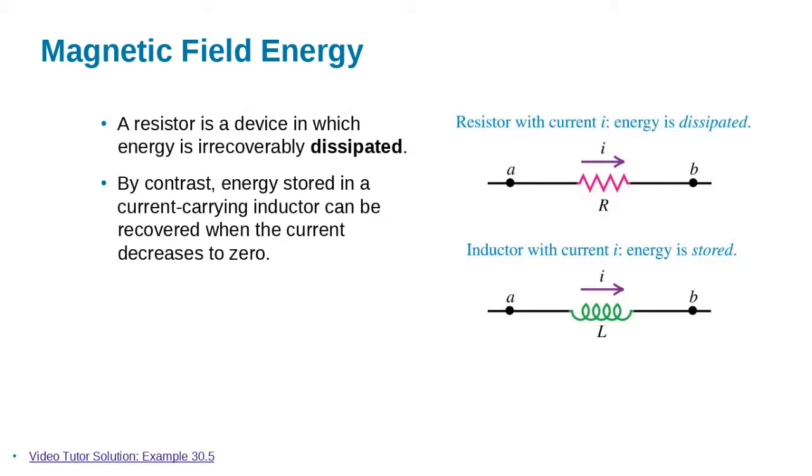Okay, so we looked at some of the differences between resistors and inductors. A resistor is a device which dissipates energy, and it can't be recovered from the electrical circuit itself. Any energy that is lost in the resistor will basically just heat it up. The resistor will just get hotter as more energy is dissipated in it.